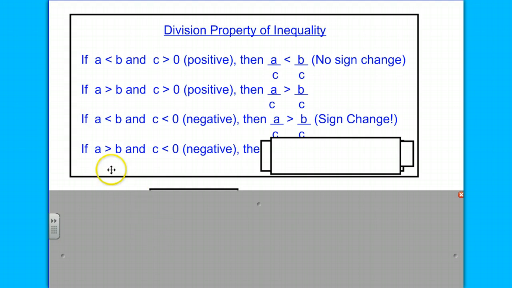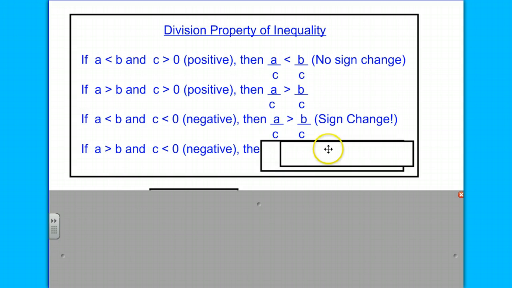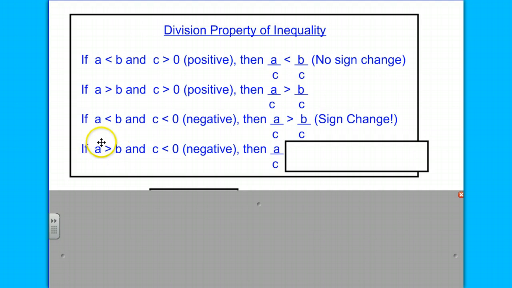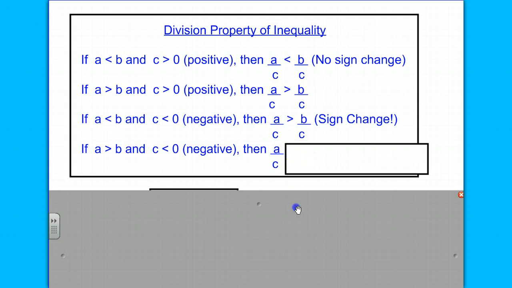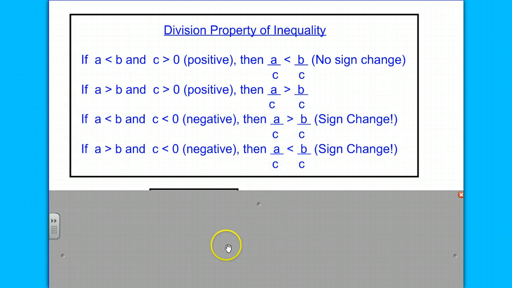And the final statement, just like the last one, but instead we're starting with a greater than, right? A is greater than B. So when we divide both sides by a negative, can you finish the statement, please, Bailey? A over C would be now... this one started with A being greater than B. So when you divide by a negative, very good, the sign has changed to a less than sign. Okay?